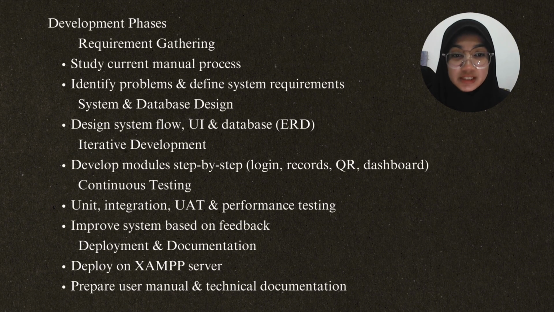For development phases, we have 5 phases. The first one is requirement gathering: study the current manual process, identify problems and define system requirements. The second is system and database design: system flow, UI and database ERD. Third, iterative development: develop modules step by step, login, records, QR, and dashboard. Continuous testing: unit, integration, UAT, and performance testing. Improve the system based on feedback. For the last one, we have deployment and documentation: deploy on XAMPP server, prepare user manual and technical documentation.